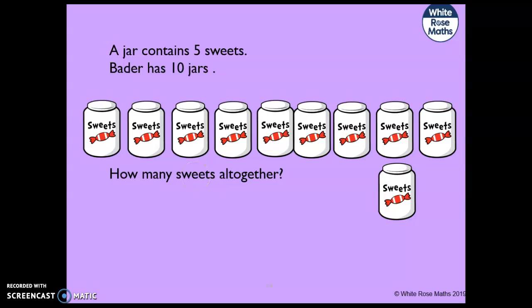So here we have our first question. A jar contains 5 sweets. Bada has 10 jars. So we've got 10 jars there. How many sweets altogether? So we've got 5.